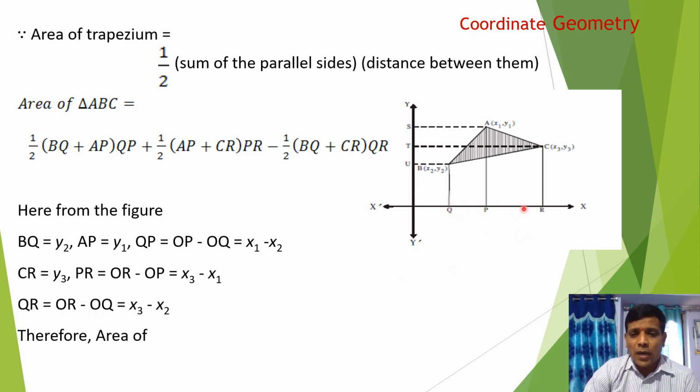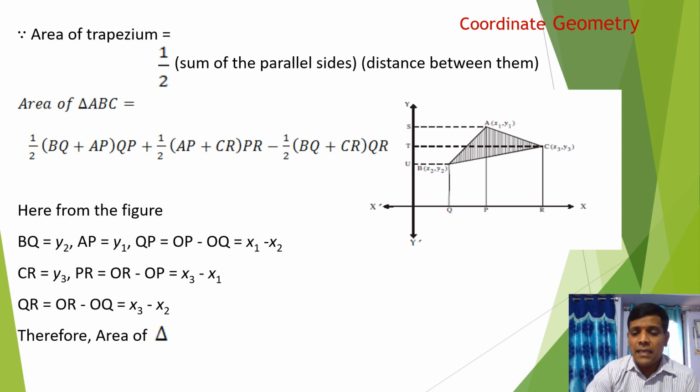Last trapezium, QR. QR is written as OR minus OQ. So what is the value of OR? OR equals x3 and OQ equals x2. This is written as x3 minus x2. So QR equals OR minus OQ, which equals x3 minus x2. Therefore, area of triangle ABC.